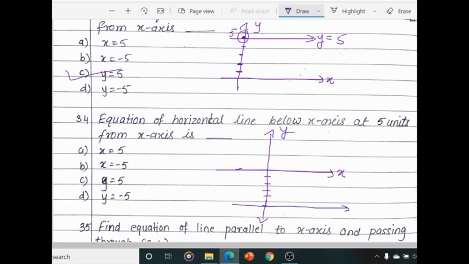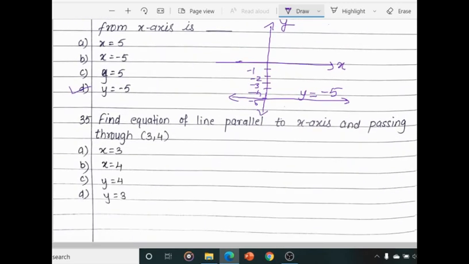From here this line will pass. Again, this is y is equal to minus 5, because below the x-axis these are the negative coordinates. So y is equal to minus 5 is the equation of the given line.